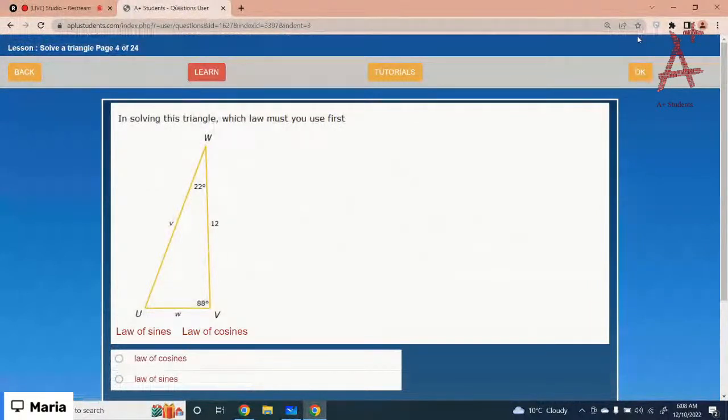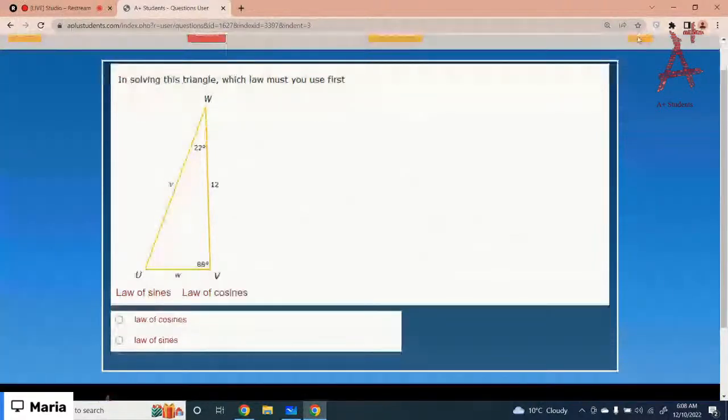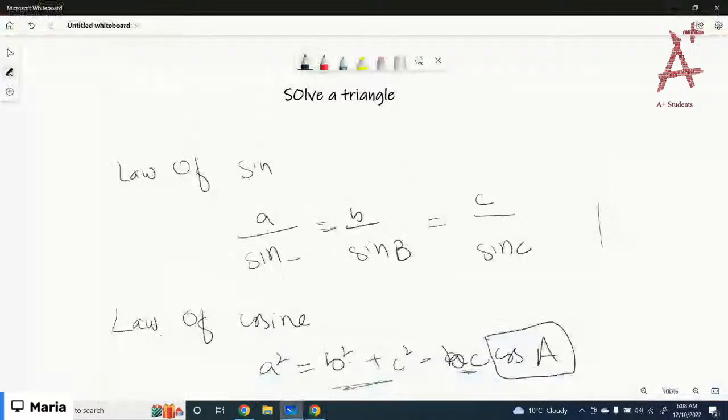Okay, in solving this triangle, which law must you use first? So which law can you use? Law of cosine or law of sine? You are given two of the angles and one of the sides. So in this case, using the law of sine is easy. Got it? Because if you use the law of cosines, you have so many things unknown. For example, you are given B, so C is unknown, but you have the angle A. So using the law of cosine is difficult.